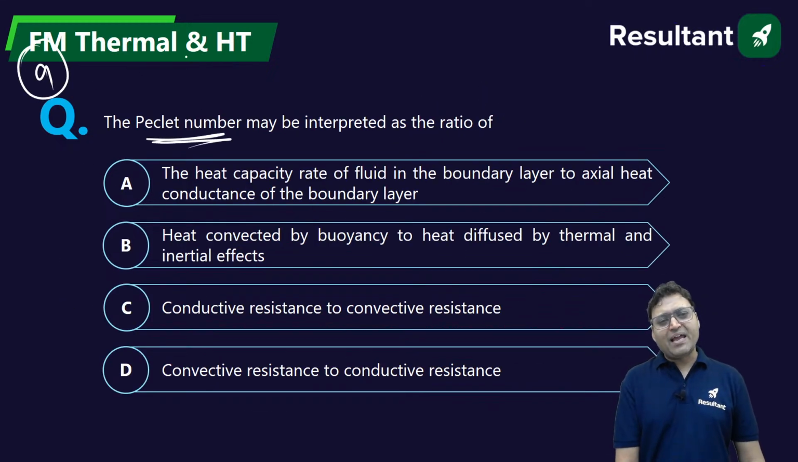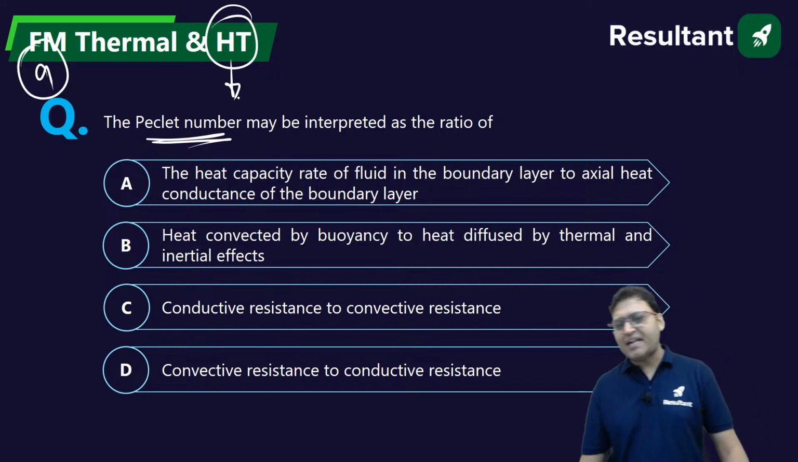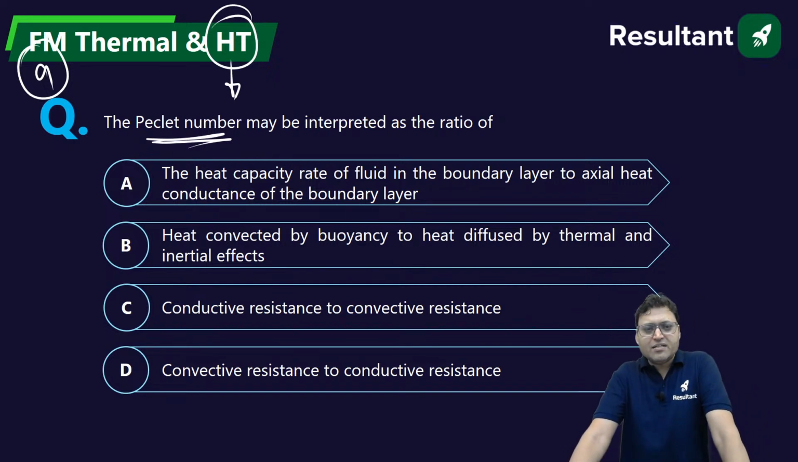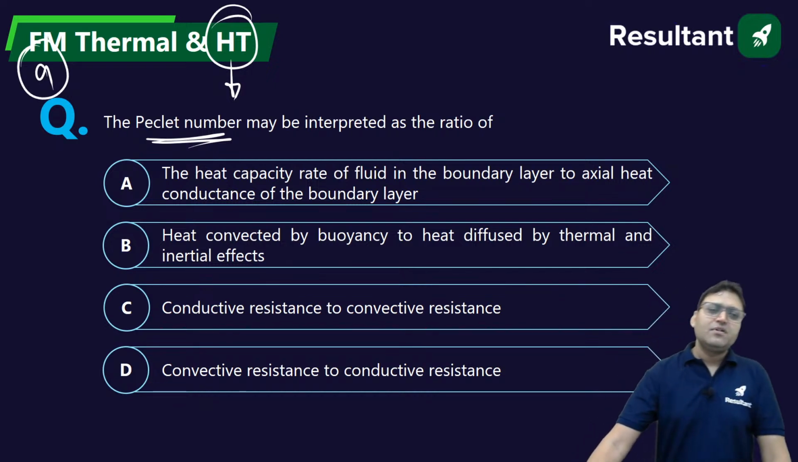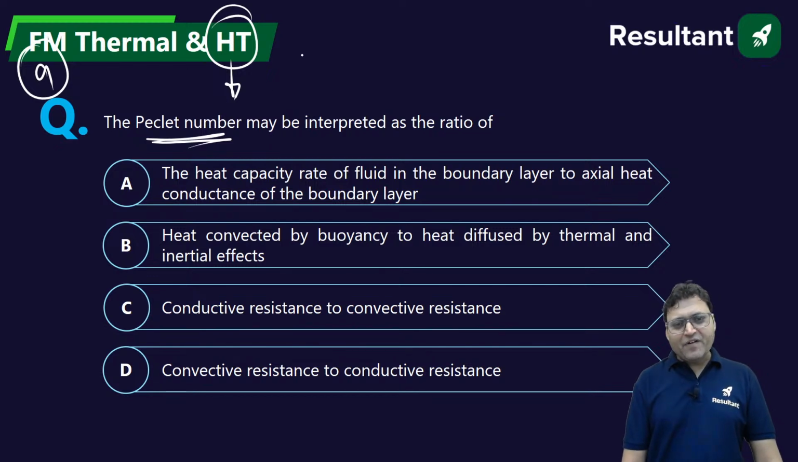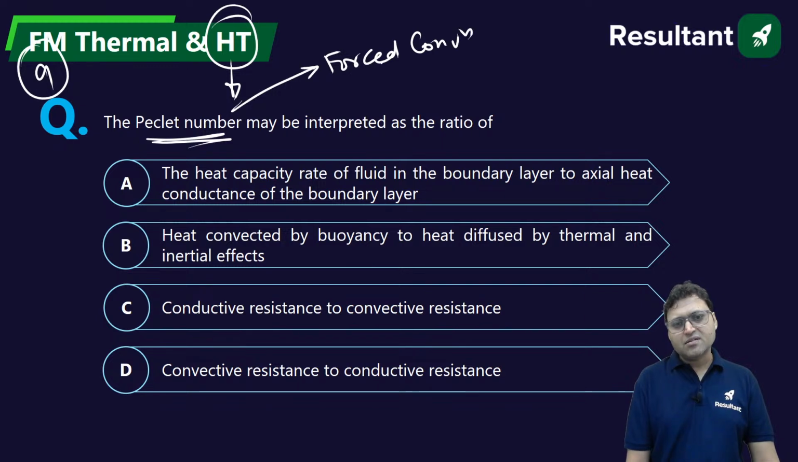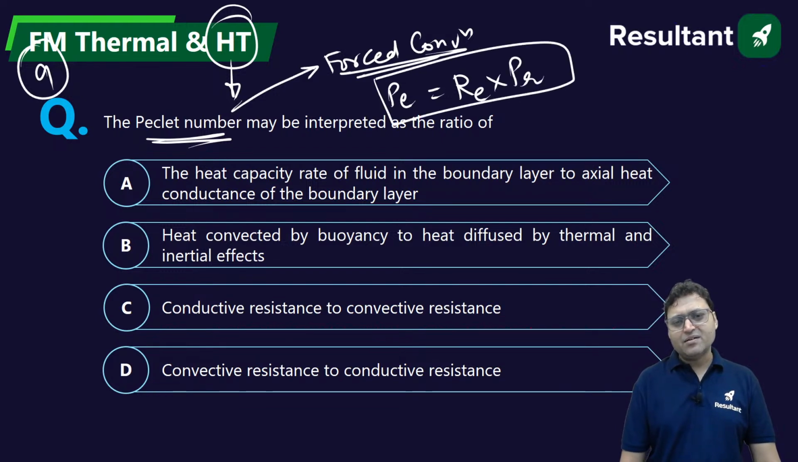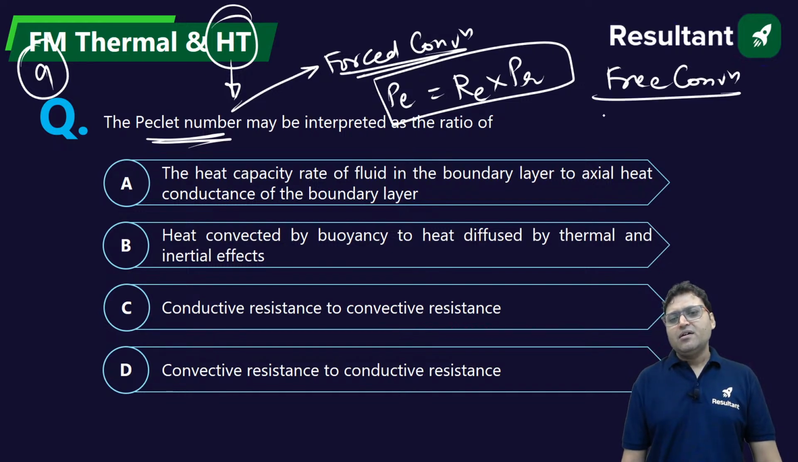The Peclet number, again from the heat transfer. Do you know what is Peclet number? The next one, the Peclet number may be interpreted as the ratio of. Peclet number is defined in forced convection. What is Peclet number? It is the product of Reynolds number into Prandtl number. In case of free or natural convection, Rayleigh number is defined, that is the product of Grashof number into Prandtl number.